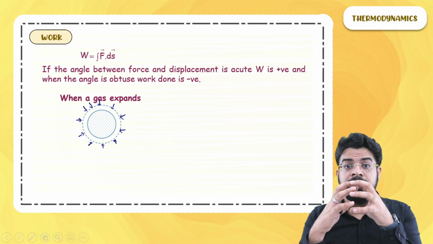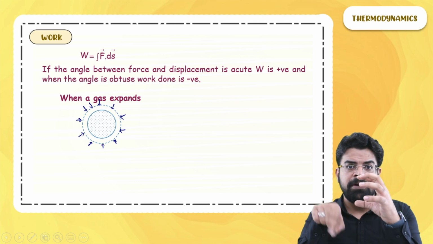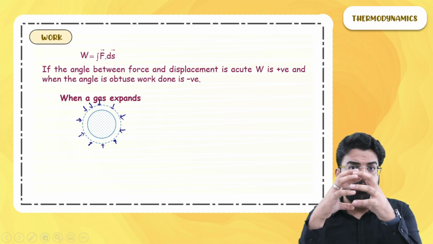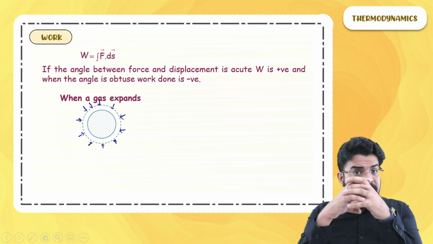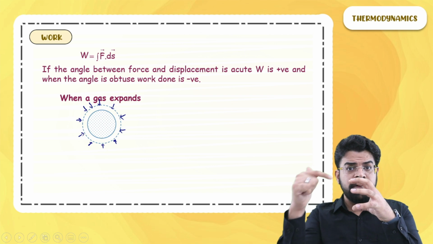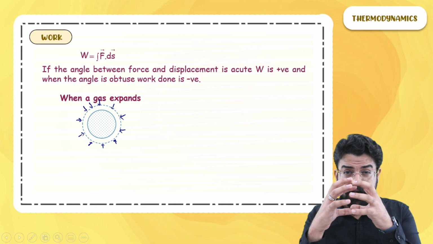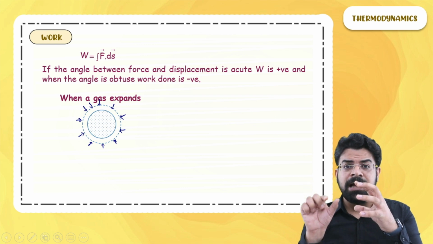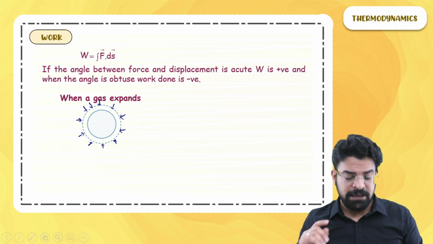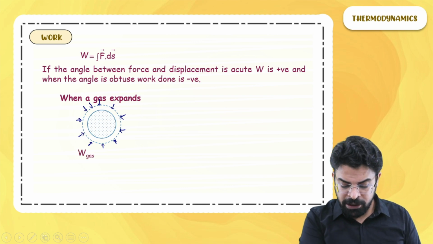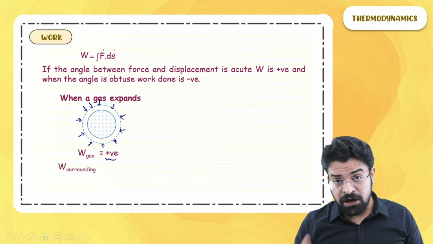As the displacement and force by the surrounding are in opposite directions, we say that the work done by the surrounding will be negative. So when the gas expands, the force by the gas on the surrounding is radially outward and the gas molecules move radially outward, so the sign of the work done by the gas is positive. The force by the surrounding is radially inward and the displacement is radially outward. At all points, the angle between force and displacement is 180 degrees, so the work done by the surrounding is negative. So you need to keep this small thing in mind.